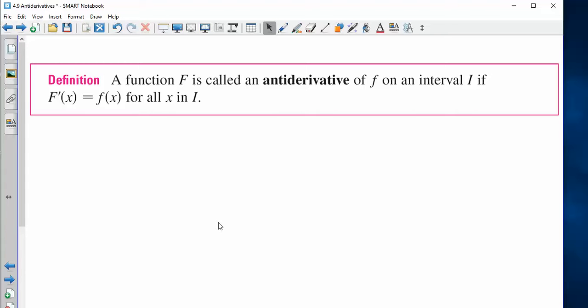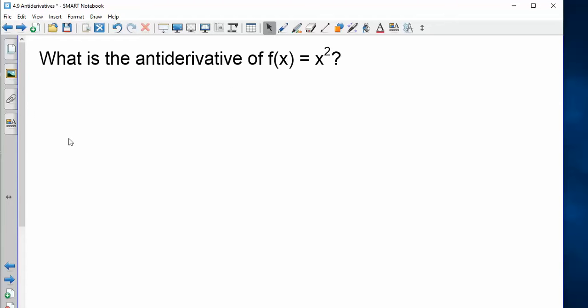Notation-wise, we use F prime for derivative. So a lot of times we will use capital F for an antiderivative. So the antiderivative is just an equation so that if you did its derivative, you got the equation you were starting with. So I want to give us an example and see if we can come up with an antiderivative. If I said x squared, I want to know what would be the equation so that when I do the derivative of this, I get x squared for my answer.